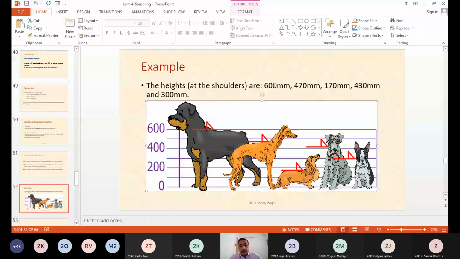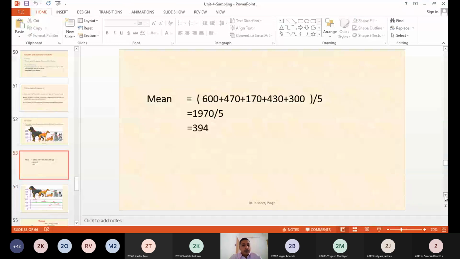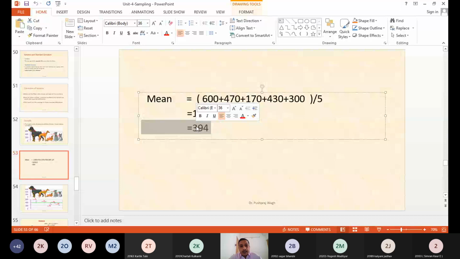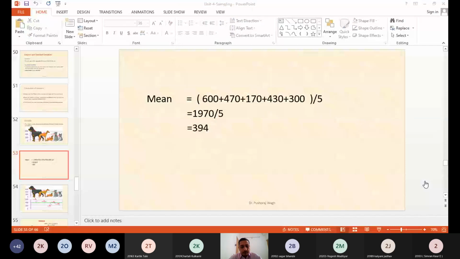So we'll first calculate the mean. The mean is the sum of all the numbers divided by the total number of members, that is 600 plus 470 plus 170 plus 430 plus 300, divided by 5. It comes to 394. So the mean height of all these breeds of dogs is 394. Are you getting how we have calculated the mean? Yes, sir.